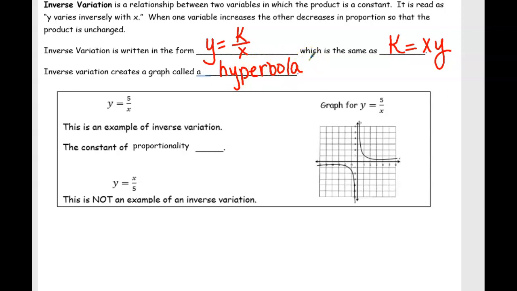If we had an example y equals 5 divided by x, this is an example of an inverse variation. The constant of proportionality, our k, is 5. Notice y equals x divided by 5 is not an example of an inverse variation. The 5, the constant of proportionality, must be in the numerator. Now the graph for y equals 5 divided by x makes that hyperbola. Notice you've got values in the first quadrant and the third. You could also have it in the second and the fourth.